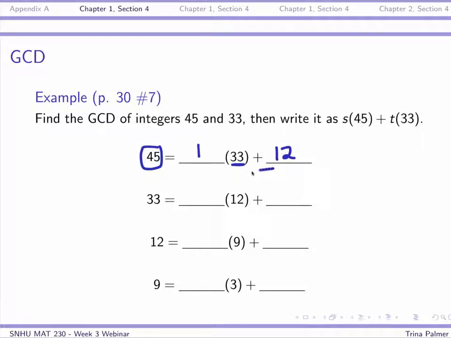And then I'm going to repeat this process over again using my 33 and 12. So 12 goes into 33 two times. So 2 times 12 is 24, and then plus 9 to get to 33. And repeat again. You're going to repeat until your remainder is 0. So 9 goes into 12 one time, remainder of 3.